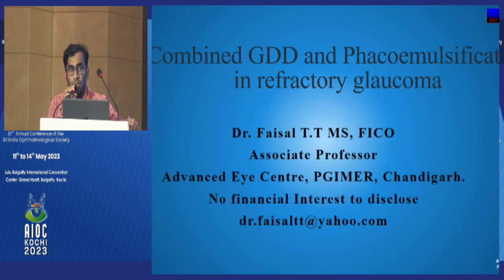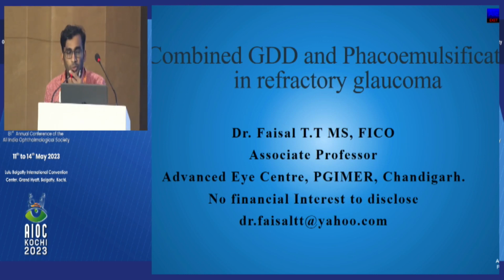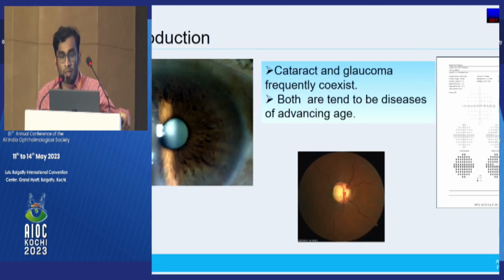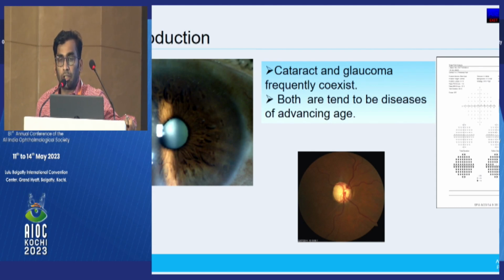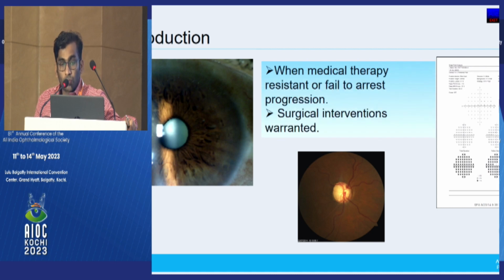So very good morning, everybody, and thank you all for joining this. I'll be discussing, if you have patients with cataract and refractory glaucoma, basically how will you manage the two. So I will be discussing combined GDD and phacoemulsification in refractory glaucoma. As we know, cataract and glaucoma frequently coexist, and both tend to be diseases of elderly people. So how will you manage?